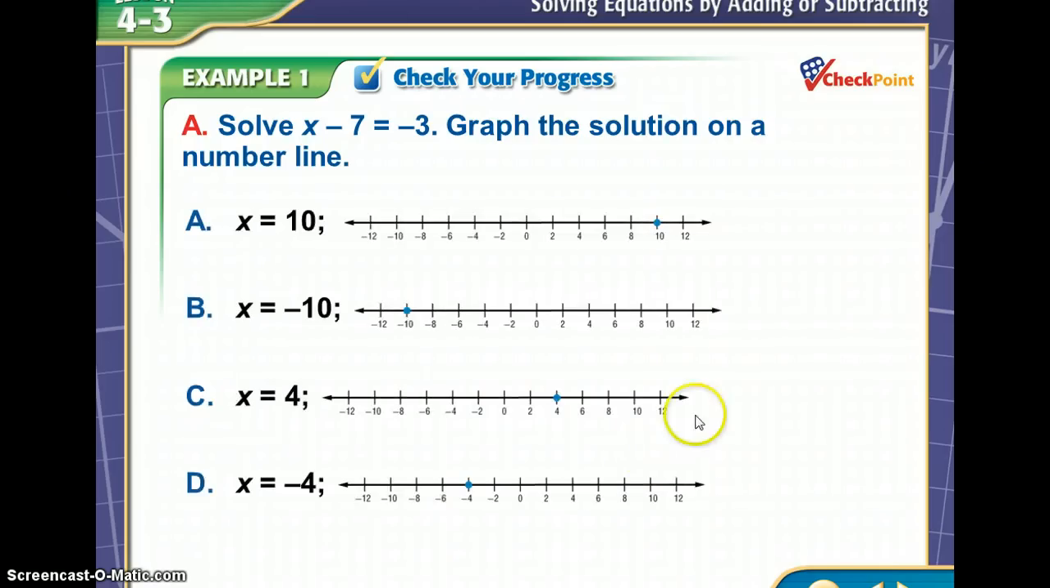Okay, this one is yours to try. The original problem is x minus 7 equals negative 3. And then they would like for you to graph the solution on a number line.